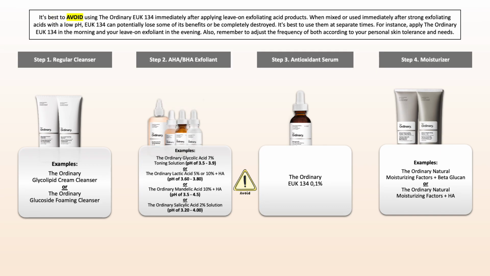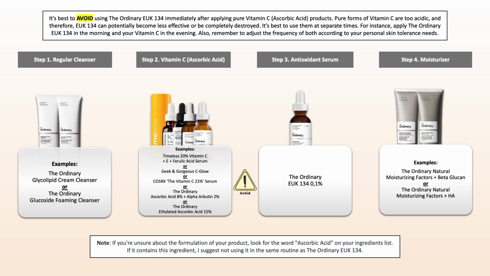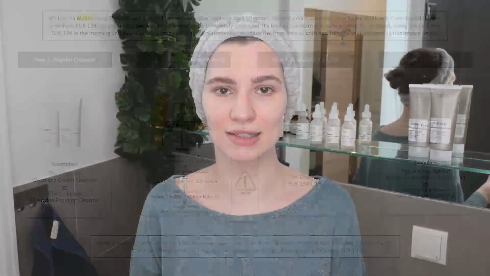The same would apply to leave-on exfoliating acid AHA or BHA toners or serums, as well as ascorbic acid, which is a pure form of vitamin C based products. If you see ascorbic acid on the back of the ingredients list, please make sure to use them in separate routines, as this can completely destroy EUK.